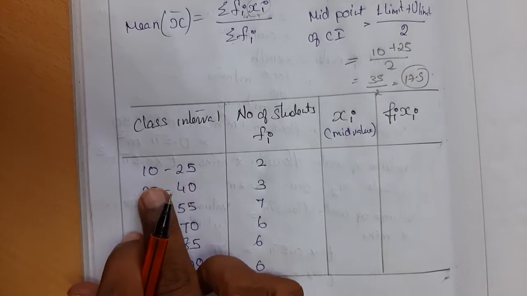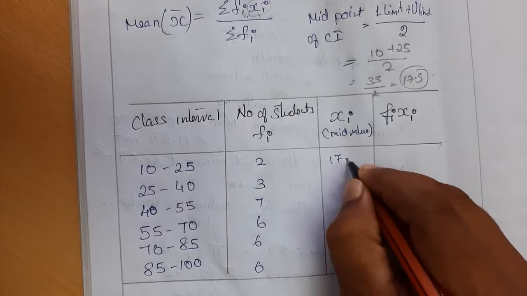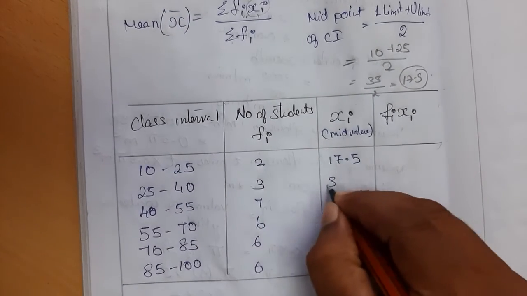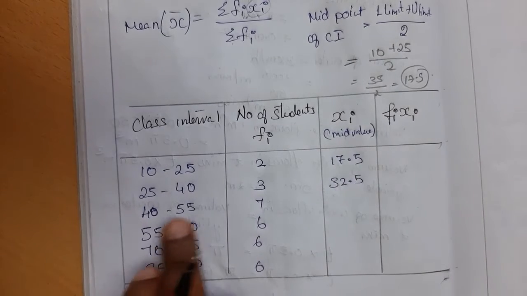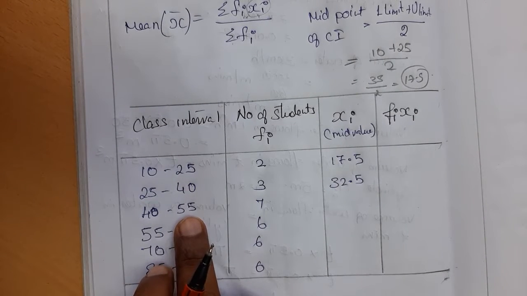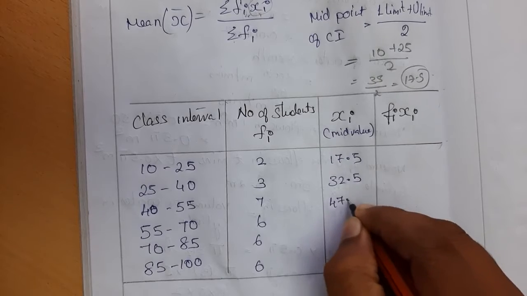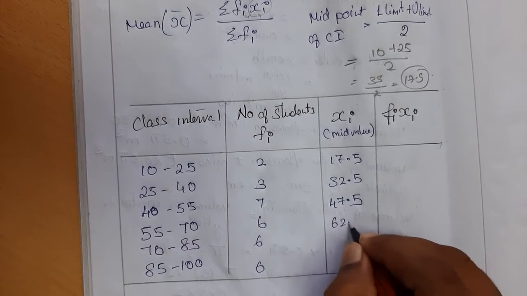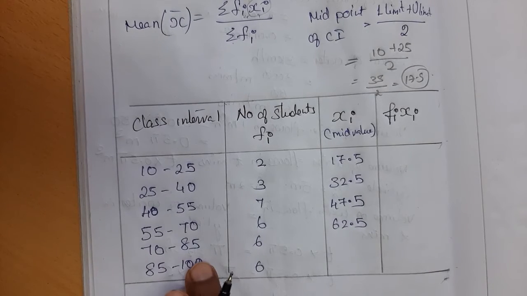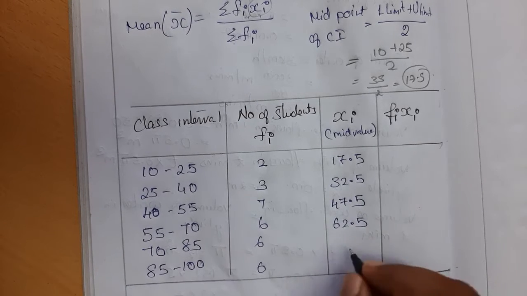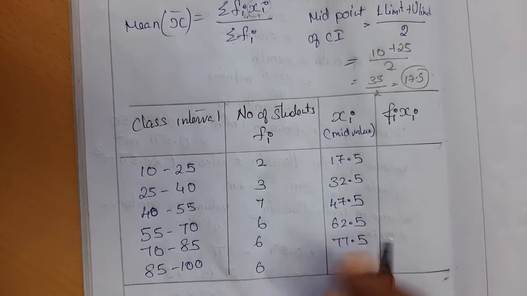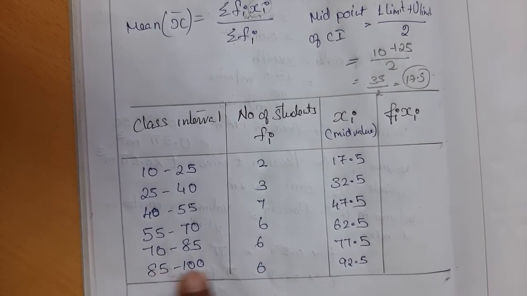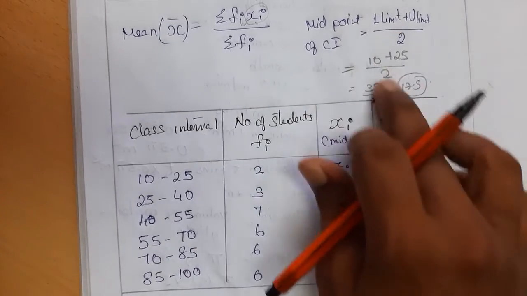So 10 to 25 middle we already found as 17.5. Like that we have to find for 25 to 40. It will be 32.5. 40 to 55 will be 47.5. 55 to 70 will be 62.5. And 70 to 85 will be 77.5, and 85 to 100 will be 92.5. You can directly find the middle value, or else you can use this method to find it.